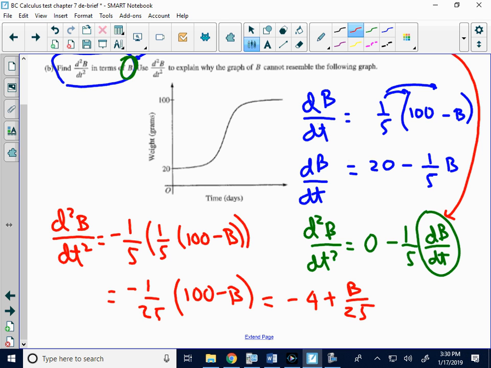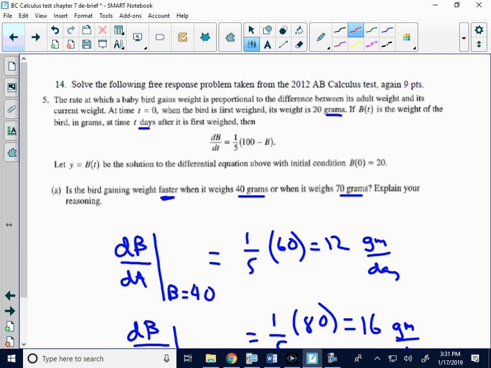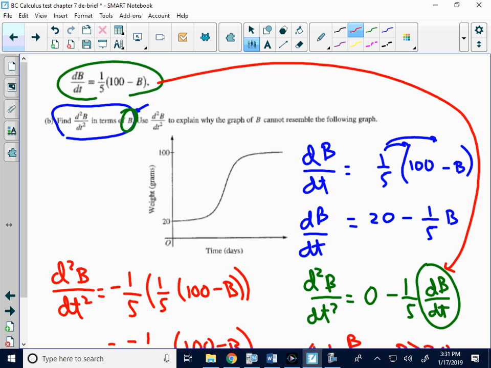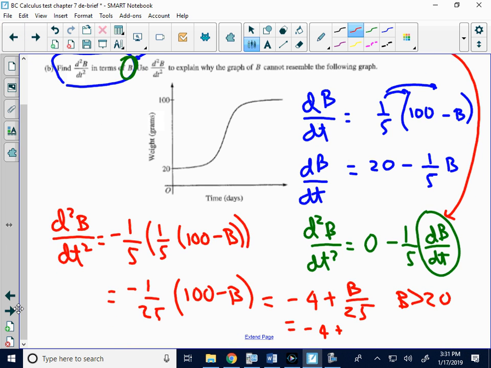We know that b is bigger than 20. So this is negative 4, and this is going to be 20 or some other number. Let's see, how big can b get? Does it say what the maximum is? Go back to the problem. Does it say how big the bird gets? The adult weight. Yeah, the bird is no more than 100 pounds. That's the difference between the adult weight and its current weight. So b has got to be less than or equal to 100. The worst case scenario is, let's do it this way, 20 is less than b is less than 100.